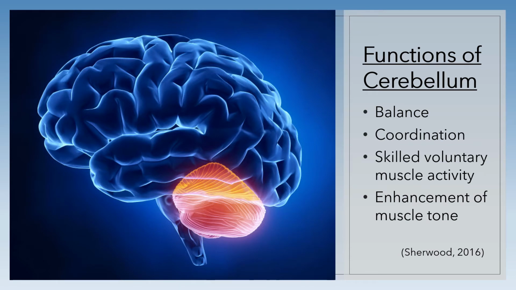The next major region to discuss is the cerebellum, indicated by the orange structure in the picture. It lies just beneath the occipital lobes and is attached to the back of the upper brainstem. The main functions of this region are the maintenance of balance, coordination, planning of skilled voluntary muscle activity, and enhancement of muscle tone.